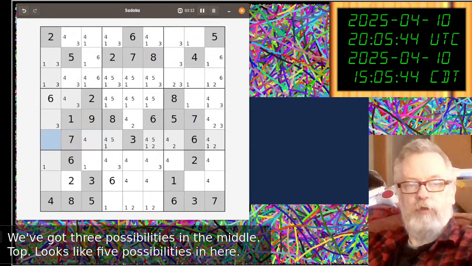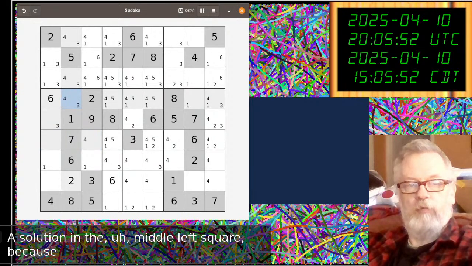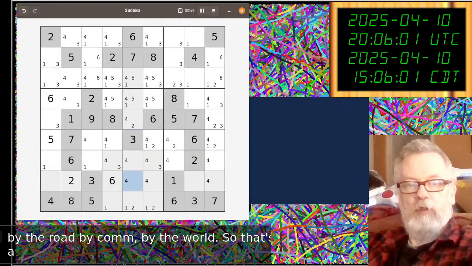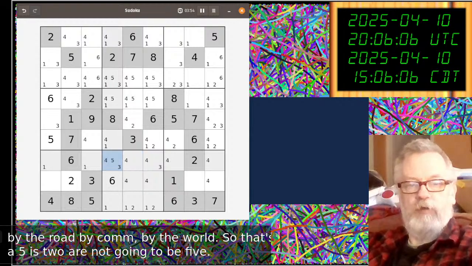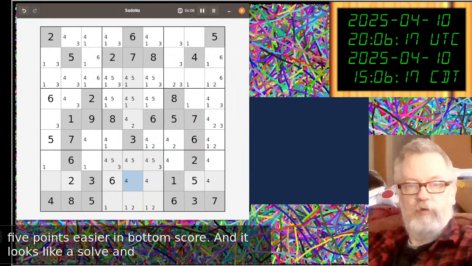A solution in the middle left square, because this one's blocked, and this one blocked by the columns, and this one by the row. So that's a 5. These 2 are not going to be a 5. I've got 5 possibilities here in the bottom middle square, and it looks like a solve in the bottom right, meaning taking 2 of the bottom middle square 5s away.